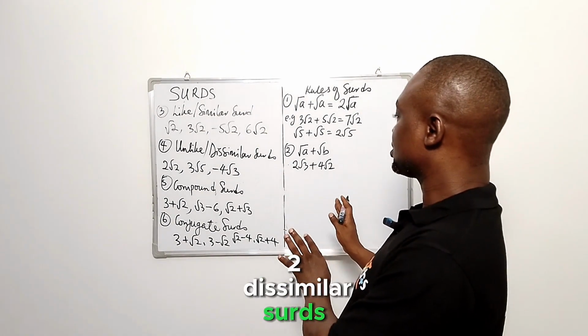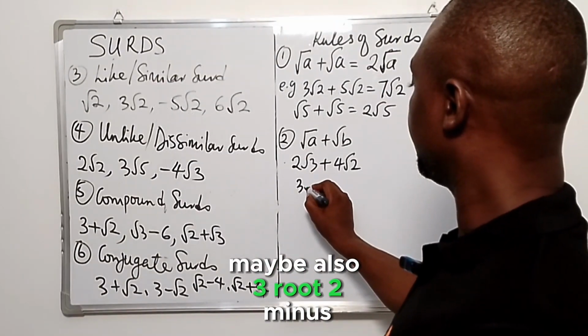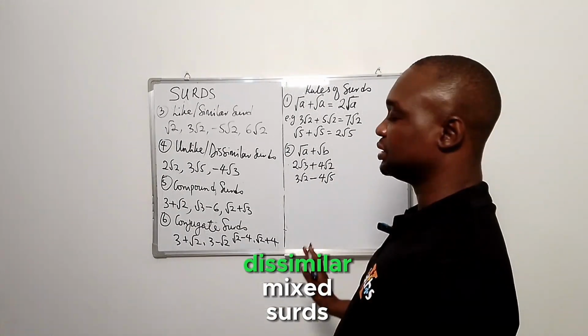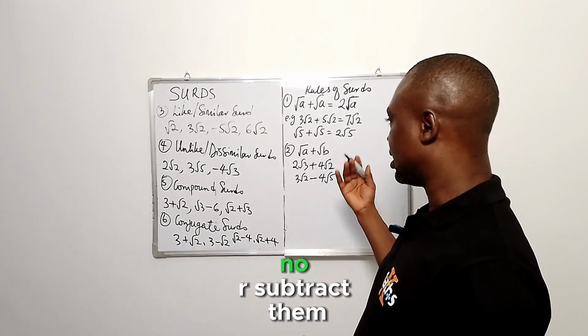Two dissimilar surds don't add, they don't subtract. Maybe also 3 root 2 minus 4 root 5. These are two dissimilar mixed surds. Of course, you cannot add them nor subtract them.